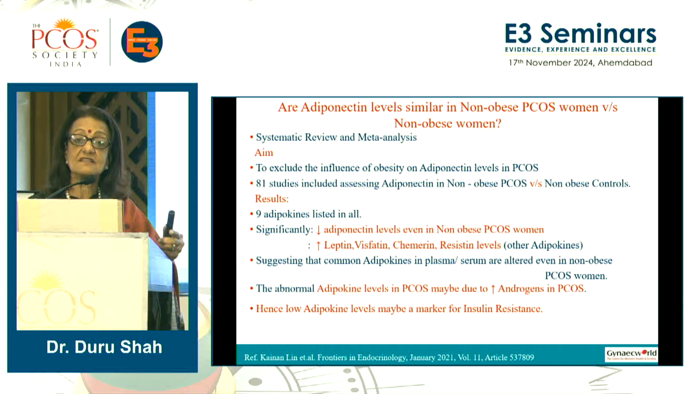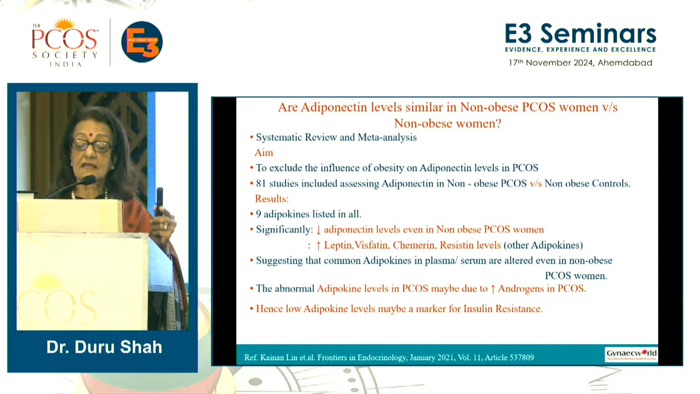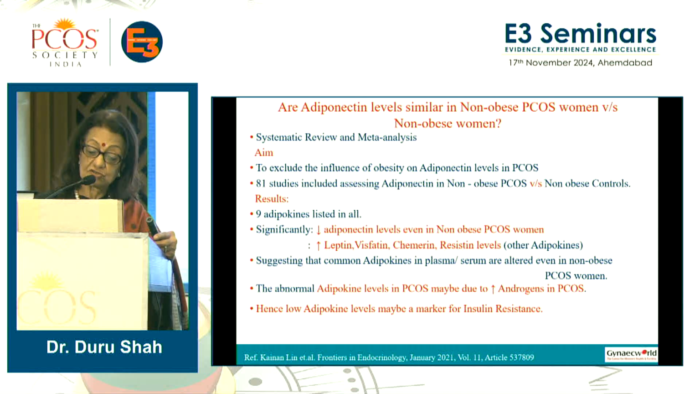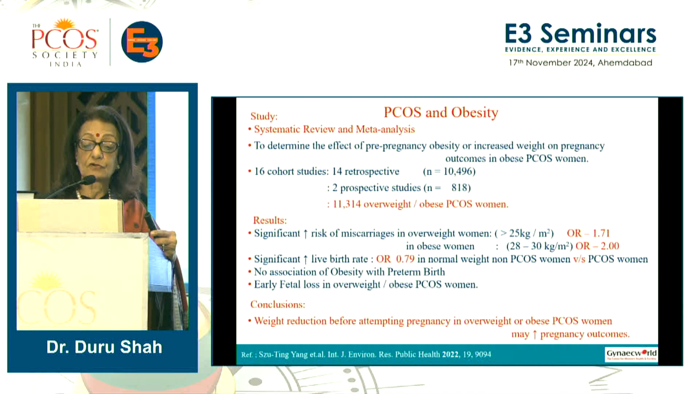So once you get these levels low in PCOS women, you know it is because of this that the endometrial receptivity is poor. There are many adipokines, out of which leptin is one, but the abnormal adipokine levels in PCOS may be due to increased androgens, and therefore we must correct the androgens also when we are treating a patient. So low adipokine levels may be a marker for insulin resistance.